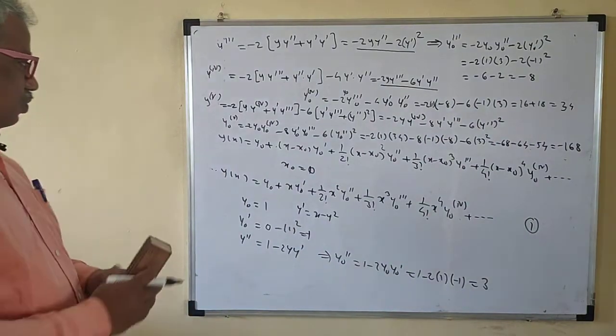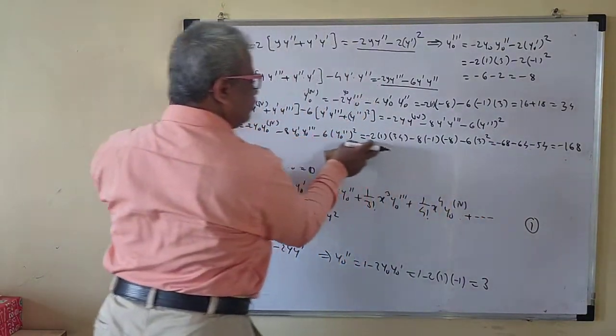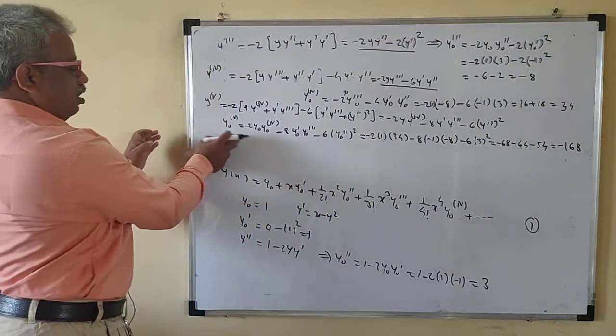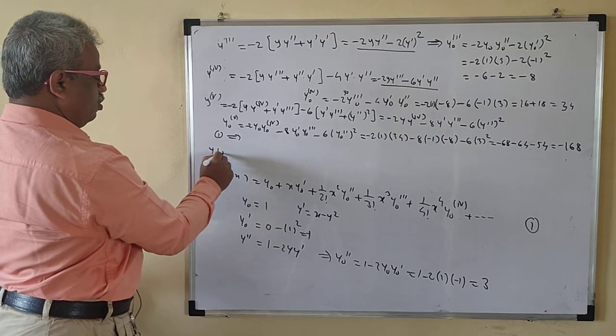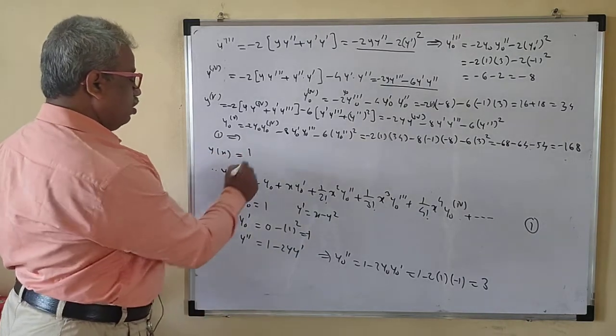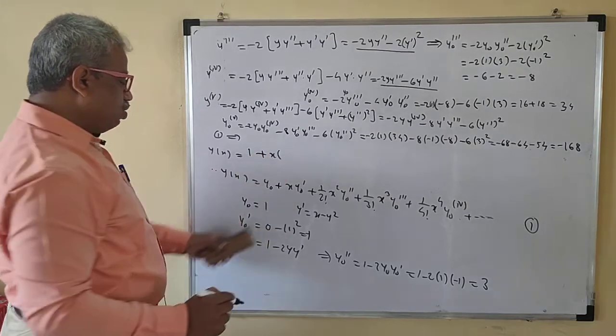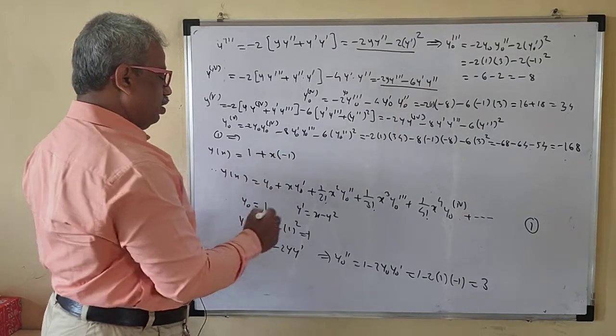Now we put these values in 1. So this is your 1. So 1 implies y of x. What is your y naught? Y naught is 1 plus x. What is your y naught prime? Y naught prime is minus 1. We'll write in the value in bracket.